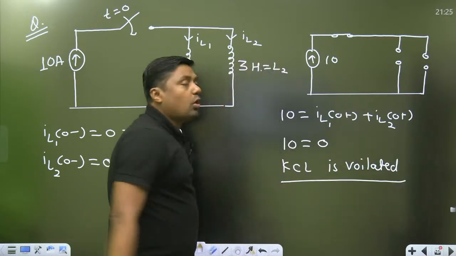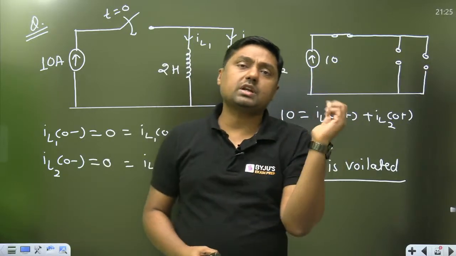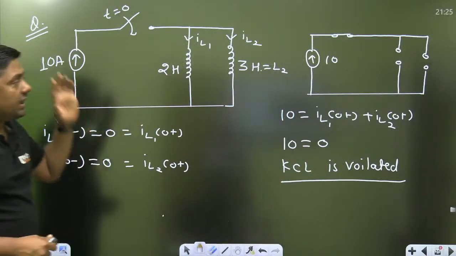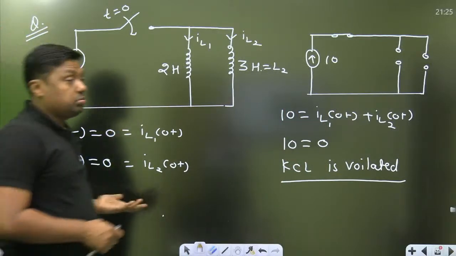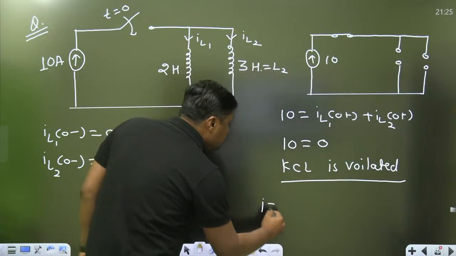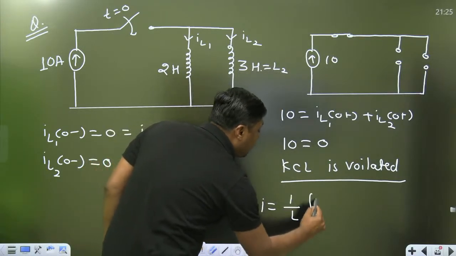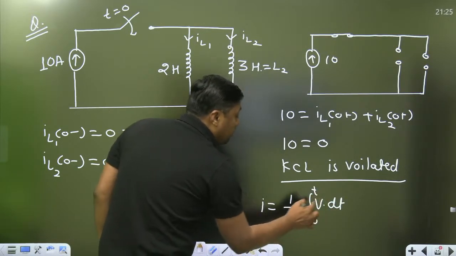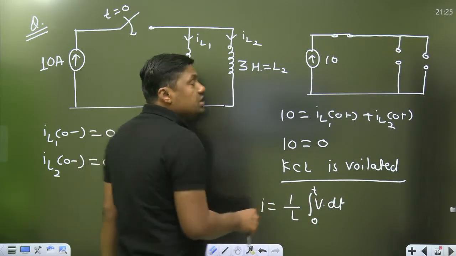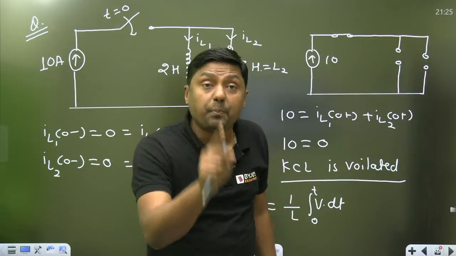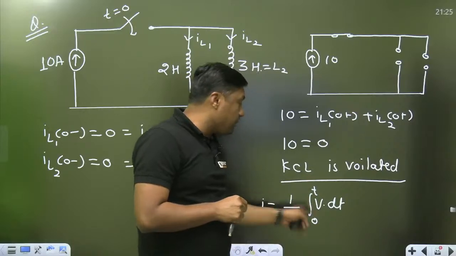If the KCL is violated, the inductor will allow a sudden change of what? Current. The inductor will allow a sudden change of current. What is the formula for the current? I is equal to 1 by L integral of V dt, from 0 to t, but here we want 0 to 0. So this voltage should be infinite or impulsive voltage. Its voltage should be impulsive.